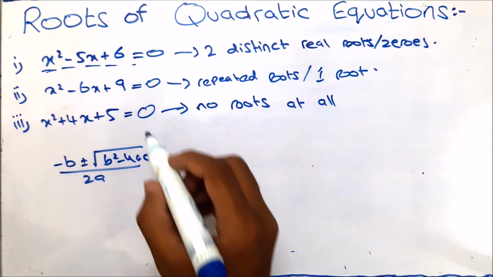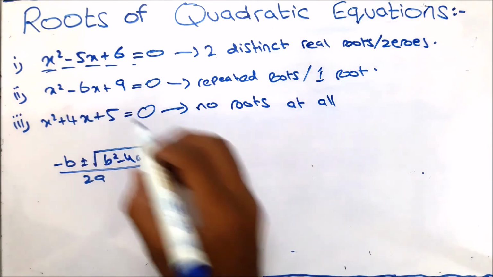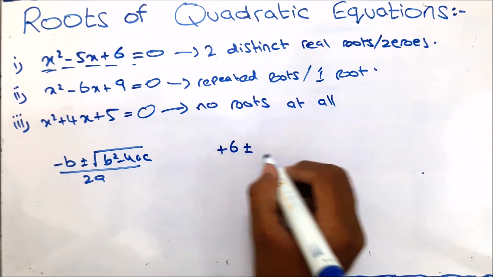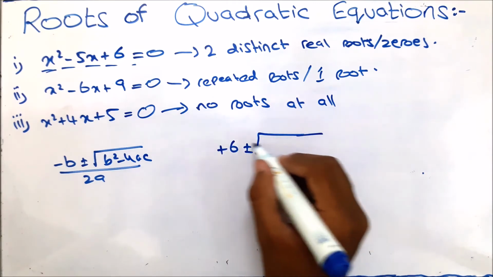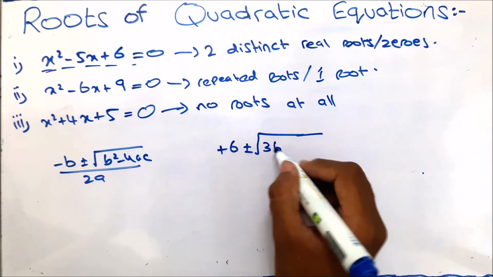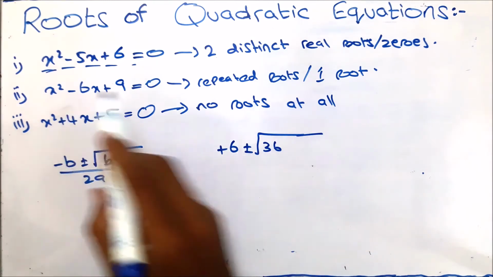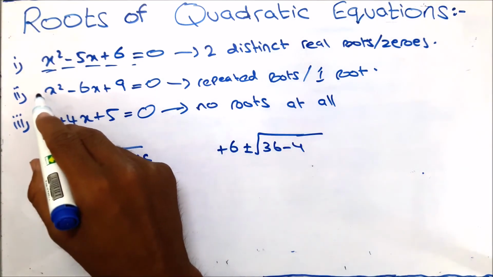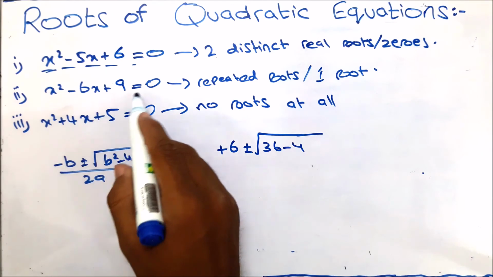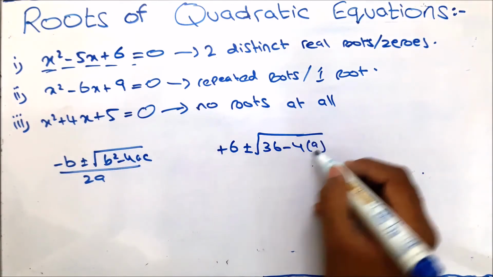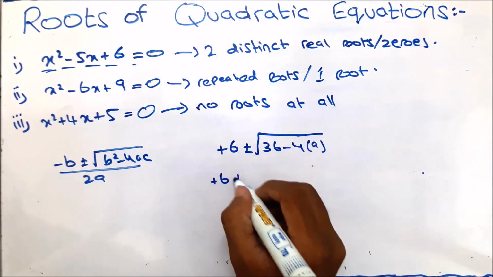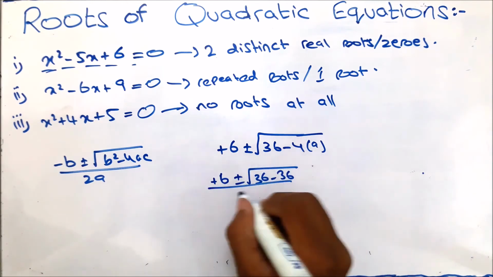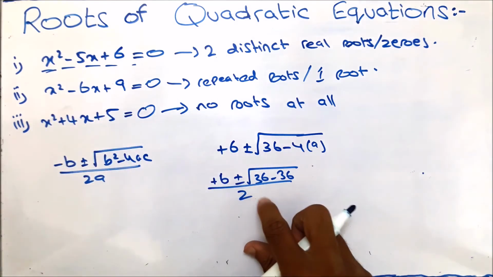Okay, here we have our b as minus 6. Minus b is plus 6, plus minus the square root of b squared, which is 36, because minus 6 squared is positive 36, minus 4 times a, the x squared coefficient is 1 so we just won't write it, and times c, which is 9. So we get plus 6 plus minus the square root of 36 minus 4 times 9, which is also 36, divided by 2a. A is 1, so we just won't write it.